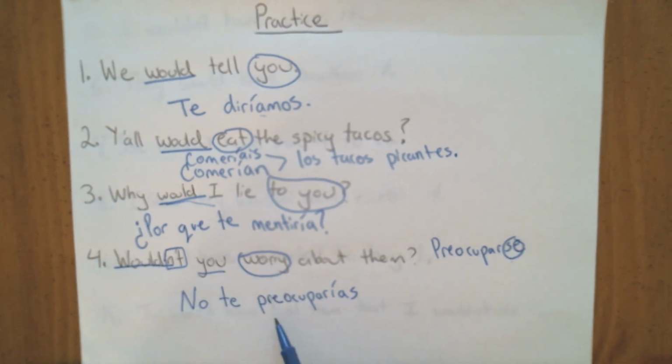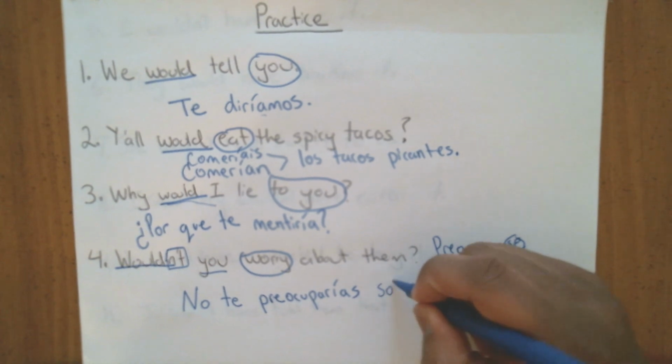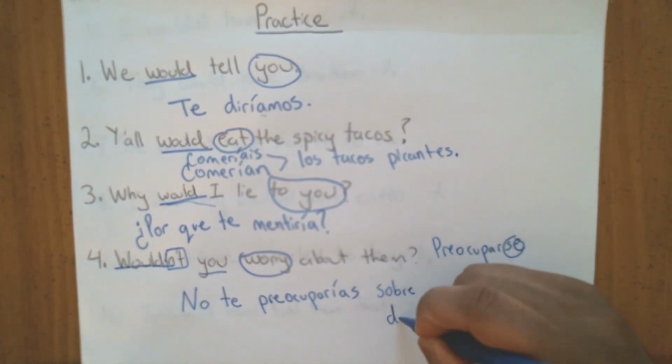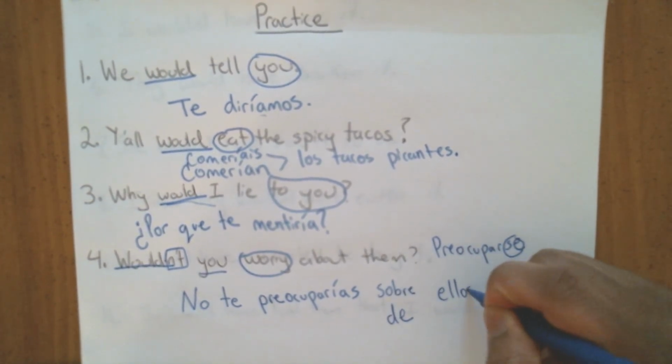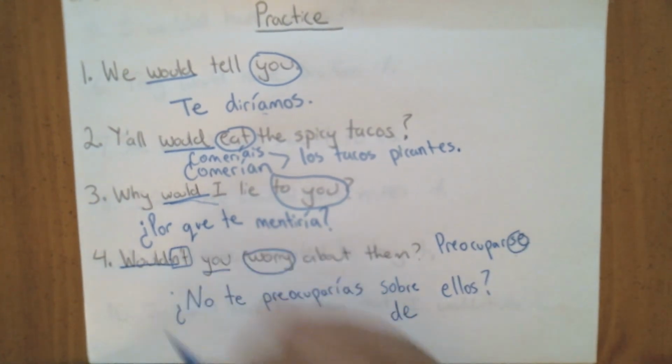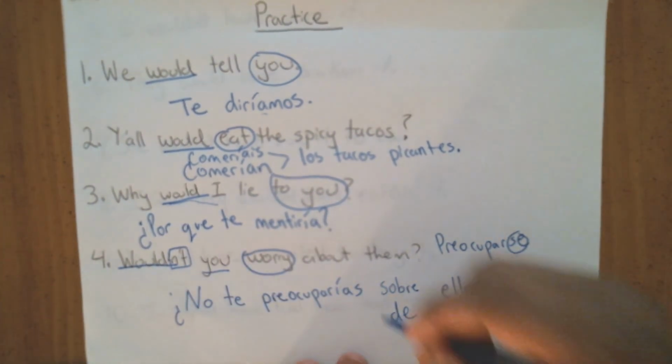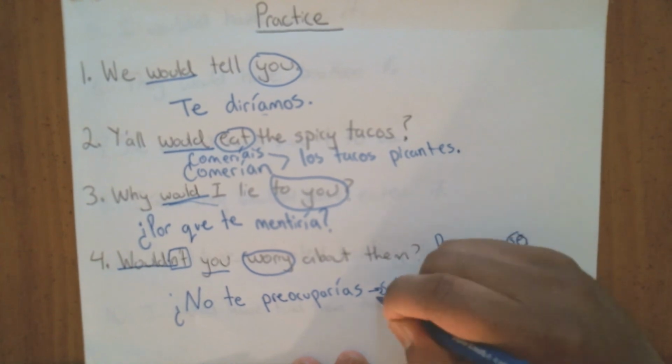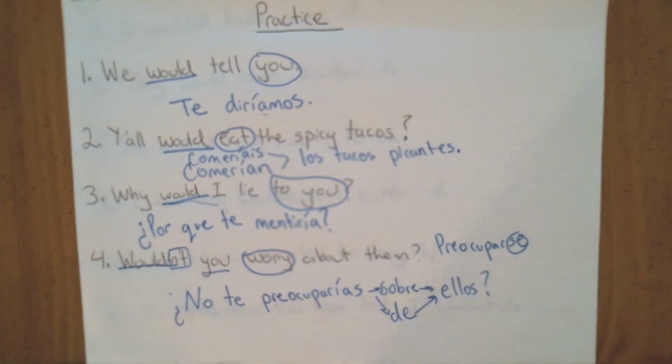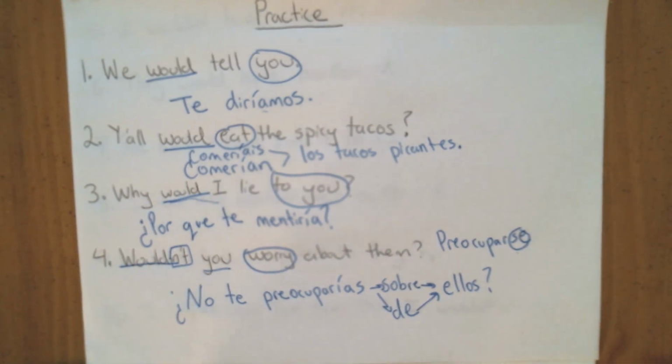No te preocuparías sobre or de, doesn't matter, ellos. Okay, because we're talking about people that we're worried about here. No te preocuparías sobre ellos or no te preocuparías de ellos. You're more commonly going to find de ellos. Okay, no te preocuparías de ellos. Wouldn't you worry about them or you would not worry about them? So that is how you would conjugate in the conditional.